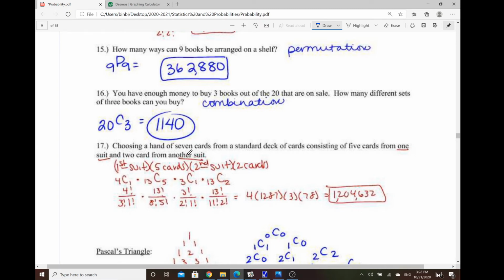So 4 choose 1. The reason why it's 4 choose 1 is that, let's see right here, choosing a hand of 7 cards from a standard deck of cards, the first suit would be 4 choose 1. And then the second suit would be 3 choose 1. And then 5 cards, so 13 choose 5. And then 2 cards, 13 choose 2.